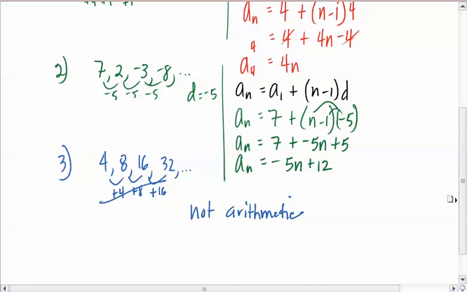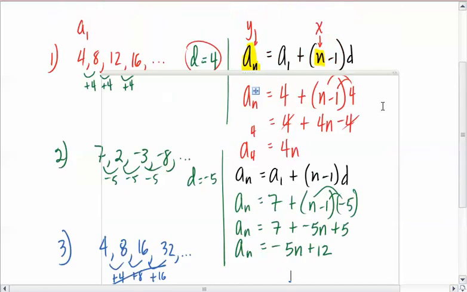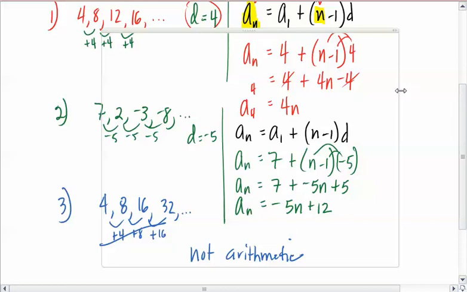Okay, so there's how to tell if something is arithmetic and how to write the general formula for it. Thanks for watching.